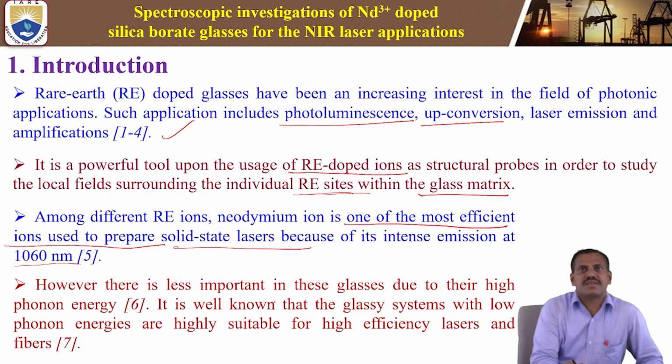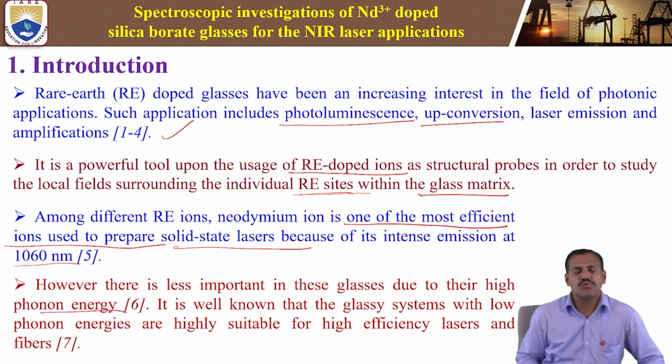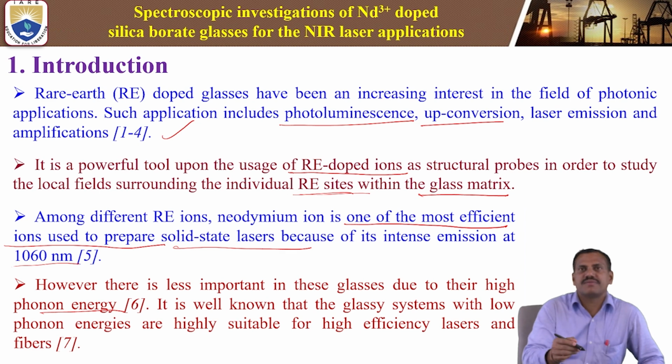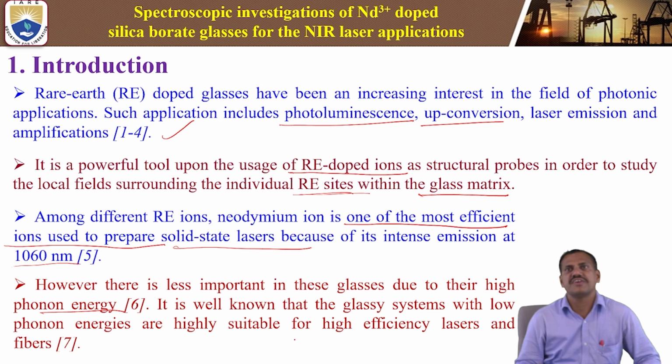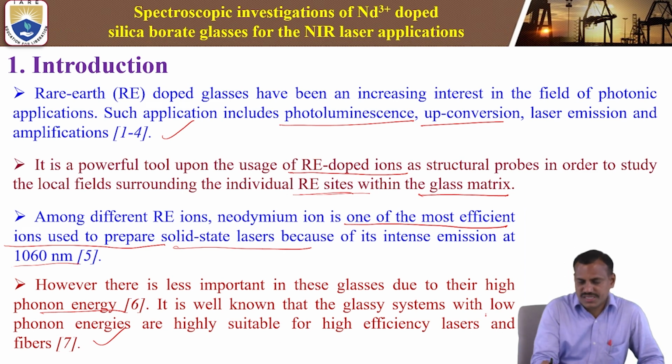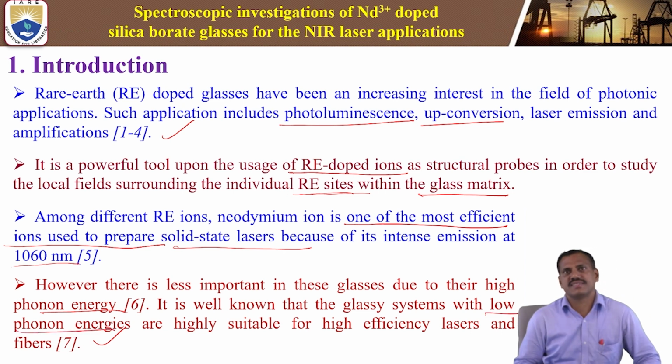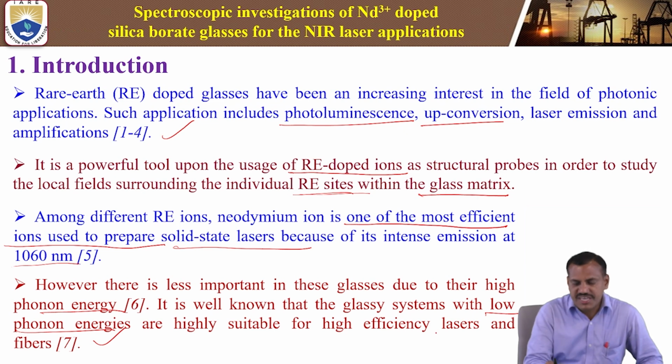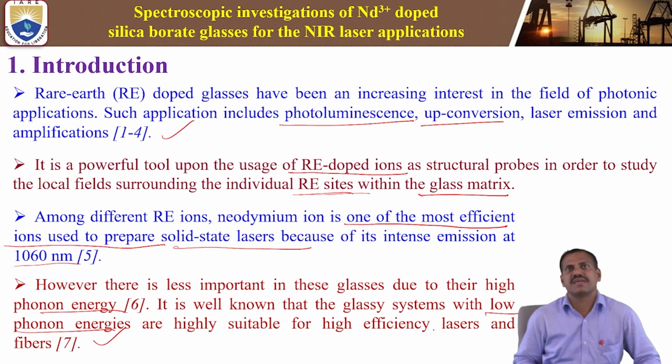However, there is less importance given to these glasses due to their high photon energy. In borate glasses and silica borate glasses, some silicate is mixed in, which is why the photon energy will be a little higher compared to borate glasses. It is well known that glassy systems with low photon energies are highly suitable for high efficiency lasers and optical fibers. So whenever you choose low photon energy materials, they are highly suitable for high efficiency lasers and optical fiber applications, and we can use them for Nd3+ doped laser glasses.